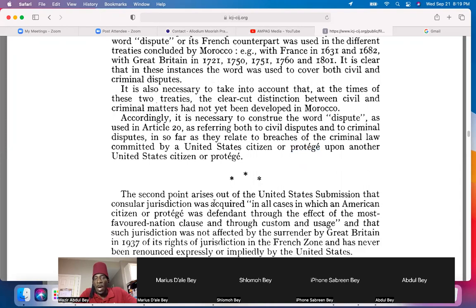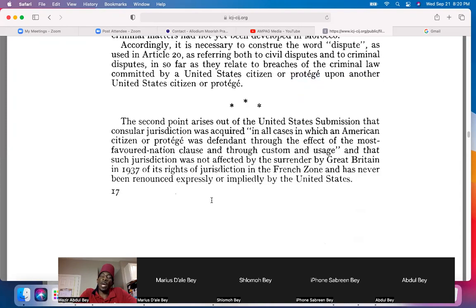The second point arises out of the United States submission that consular jurisdiction was acquired in all cases in which an American citizen or protege was defendant through the effect of the most favored nation clause and through custom and usage, and that such jurisdiction was not affected by the surrender by Great Britain in 1937 of its rights of jurisdiction in the French zone, and has never been renounced expressly or impliedly by the United States.